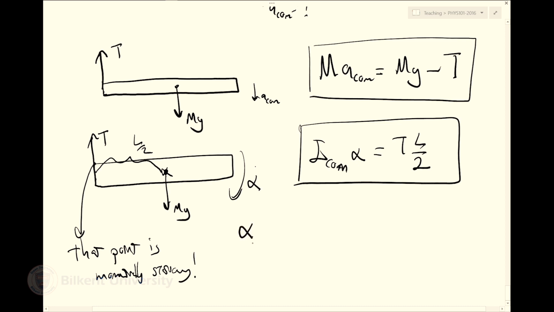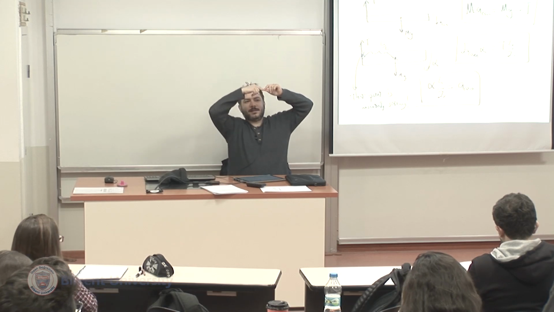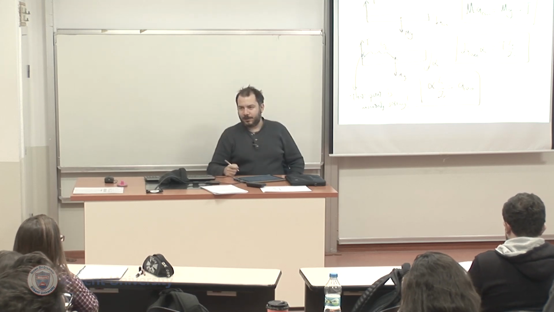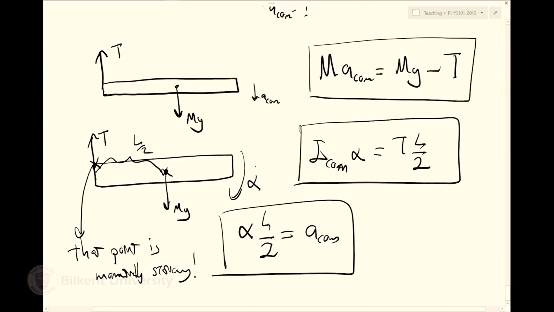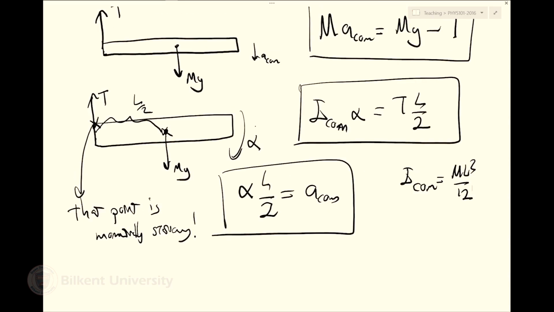which means alpha times L over 2 is a center of mass. Okay? So it's as if all the rotation is basically around that point momentarily. So 3 equations, 3 unknowns, I can handle that if I know that I center of mass is ml squared over 12. So let's solve it. 1, 2, 3.